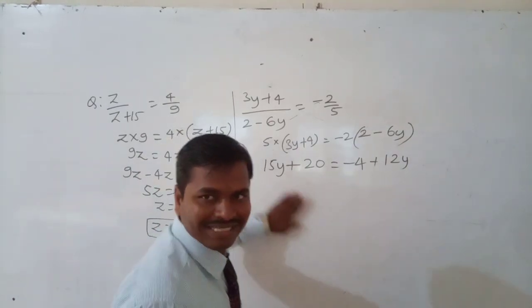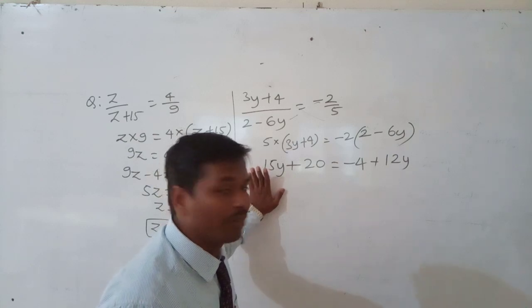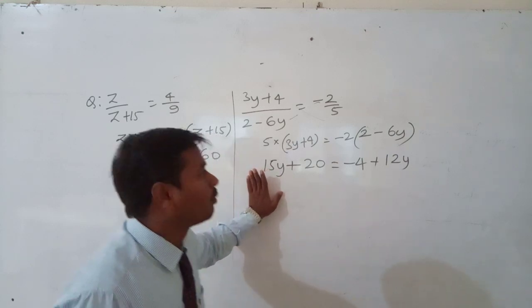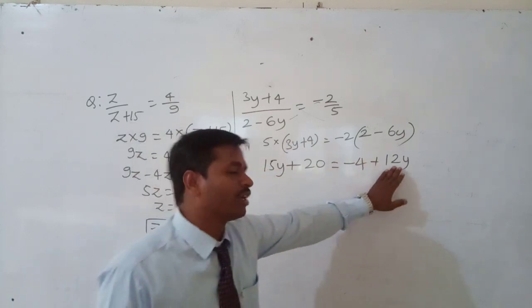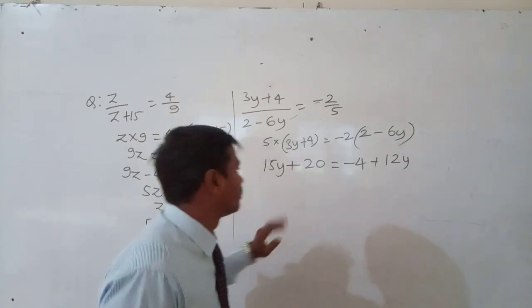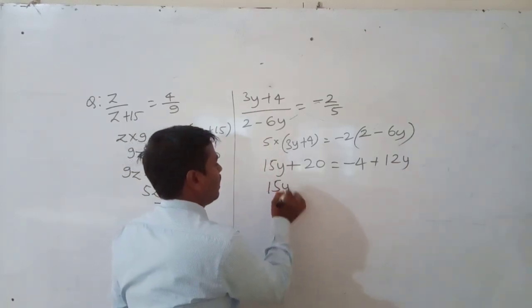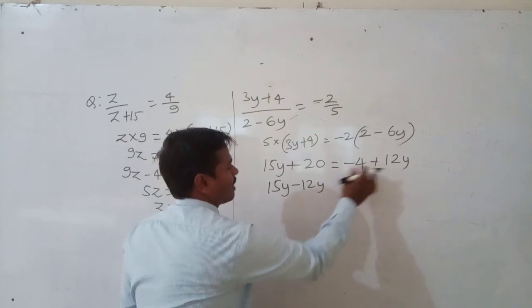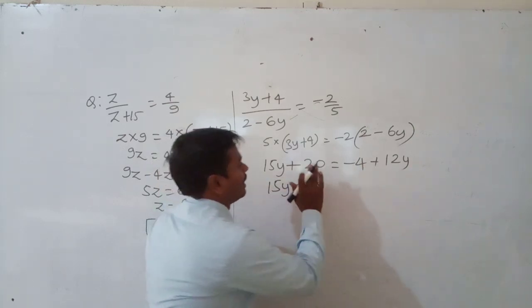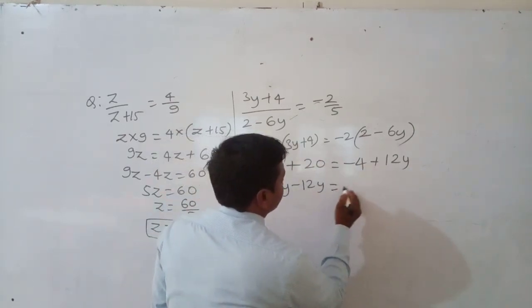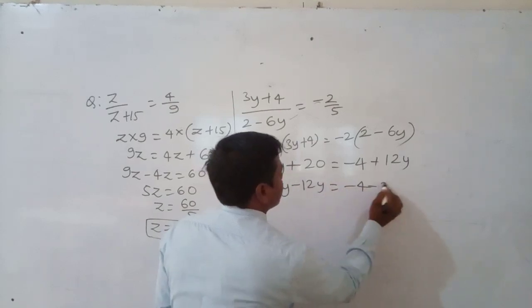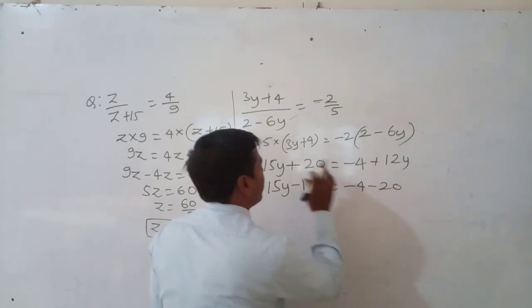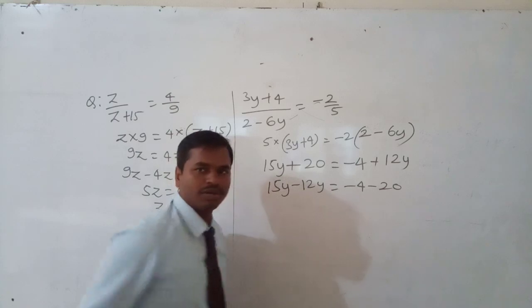12y you will shift to the left side, because it is a variable term. That is why we will shift this plus 12y, it will become minus 12y. What will we get here? 15y minus 12y. This plus will become minus that side. Minus 4 minus 20. Okay? Plus 20 will become minus 20 that side.